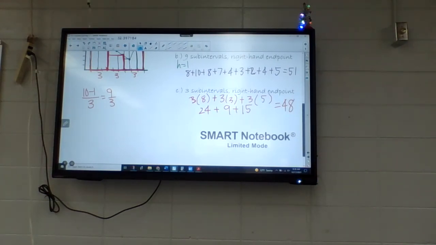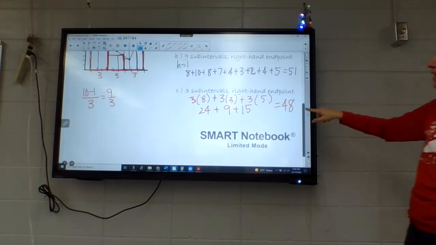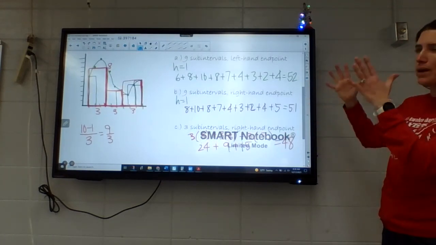But the rectangles are wider, so we have to include that base times height, whereas with the other ones we didn't have to worry about that because the widths were just 1.